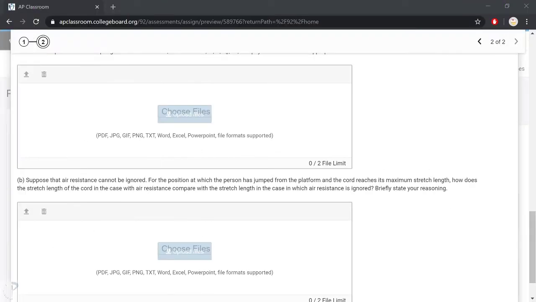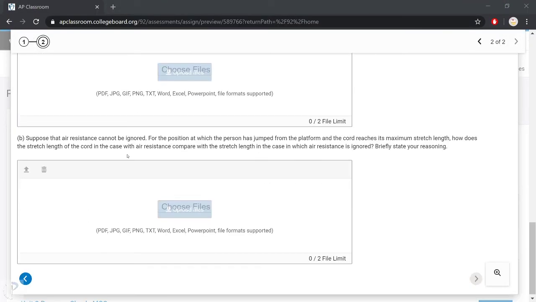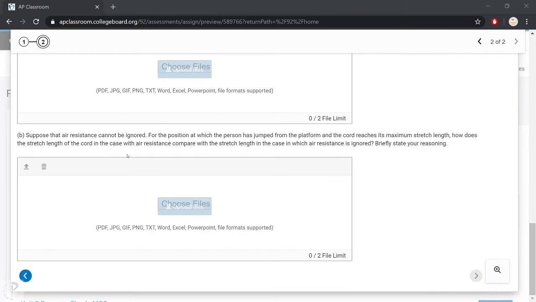Suppose that, okay, let's go back. Suppose that air resistance cannot be ignored. Ooh, now air resistance is not negligible. For the position at which the person has jumped from the platform and the cord reaches its maximum stretch length, how does the stretch length of the cord, when they say stretch length, they mean x, or is it L plus x? For the position at which the person has jumped from the platform and the cord reaches its maximum stretch length.